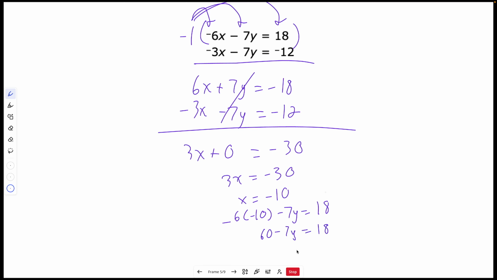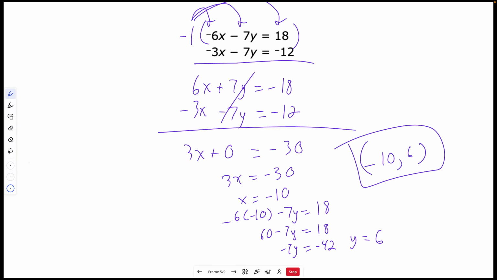This is now negative 7y equals negative 42. Therefore, y equals 6. So our final answer is negative 10, comma 6. Negative 10, comma 6.